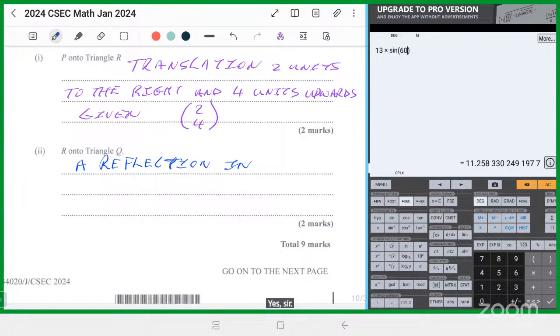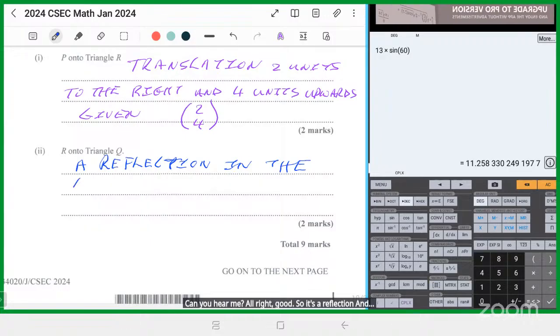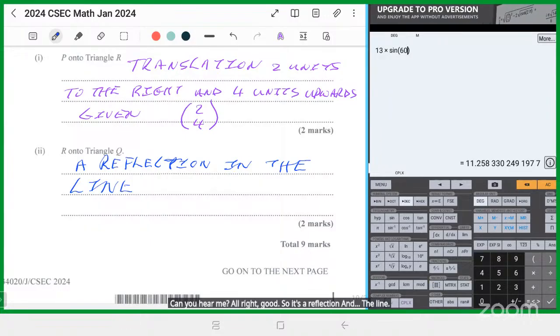All right, good. So it's a reflection in the line x equals 1. When you're describing a reflection, you must state the mirror line. You cannot just say it's a reflection. That vertical line has this equation, x equals 1. 9 marks for that question. All right, next question.